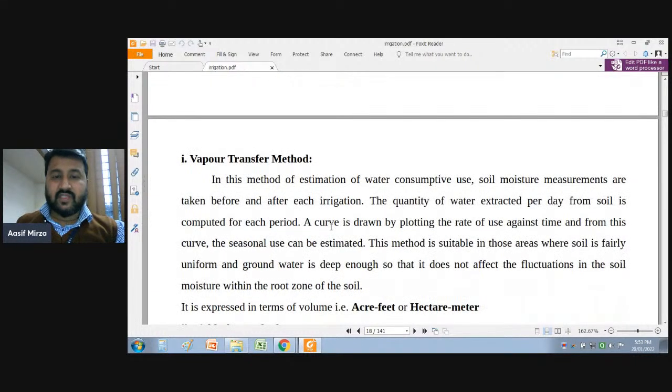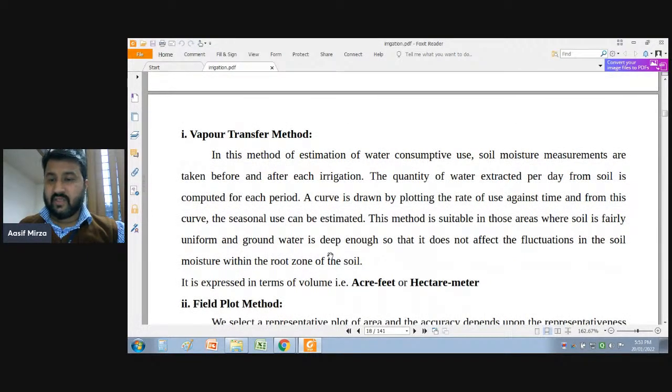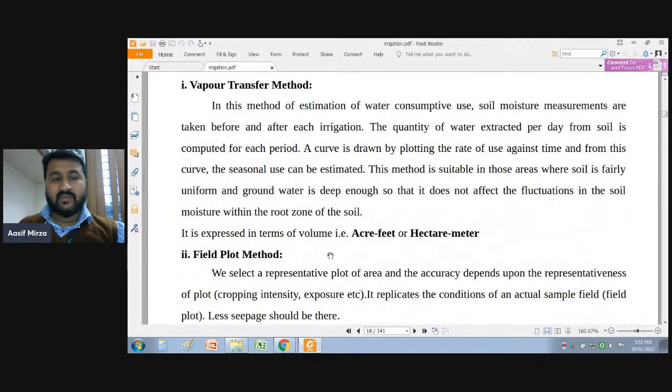In the soil moisture method of estimation of water consumptive use, soil moisture measurements are taken before and after each irrigation. The quantity of water extracted per day from soil is computed for each period. A curve is drawn by plotting the rate of use against time, and from this curve, the seasonal use can be estimated. This method is suitable in those areas where soil is fairly uniform and groundwater is deep enough so that it does not affect the fluctuation in the soil moisture within the root zone. It is expressed in terms of volume, that is acre feet or hectare meter.